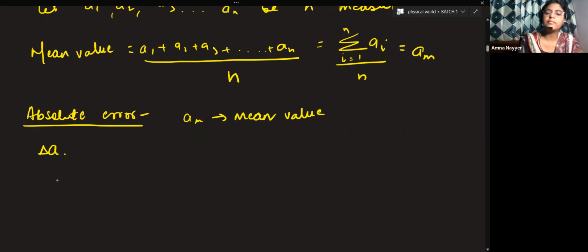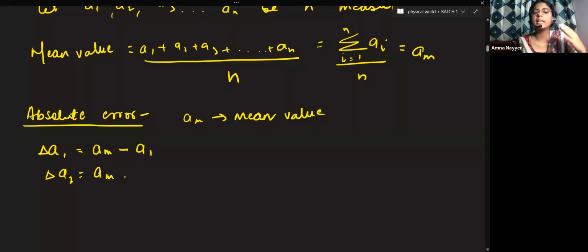Let's say delta A1, this is the absolute error 1. Now, how do you calculate it? Whatever mean value is coming, subtract it from the measured value. For example, the mean value is AM. Subtract it from the first measured value, that is A1. Delta A2 is AM minus A2, where A2 is the measured value. Then delta A3, where AM is the mean value that you are getting.